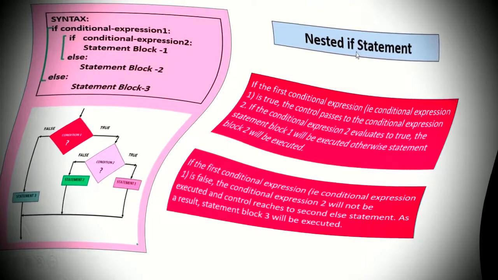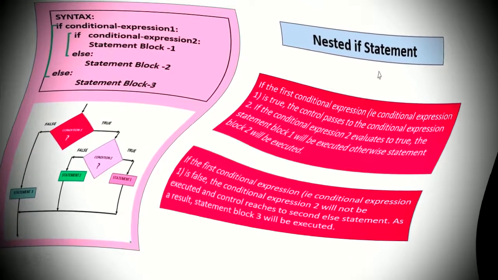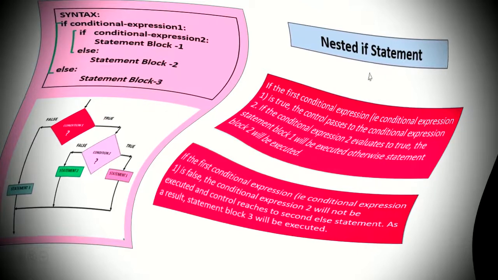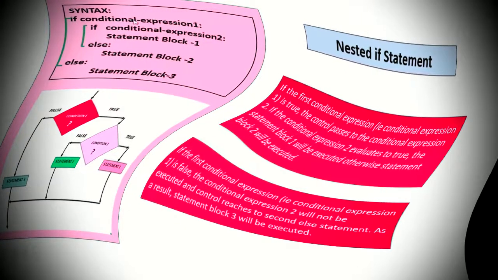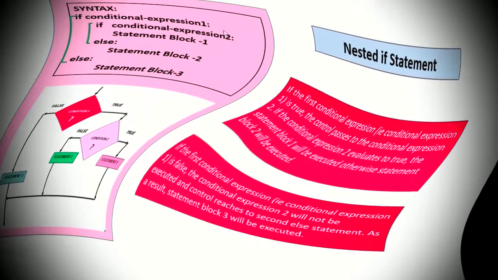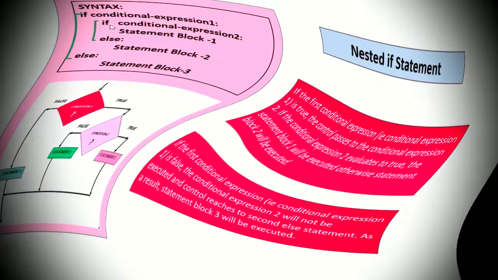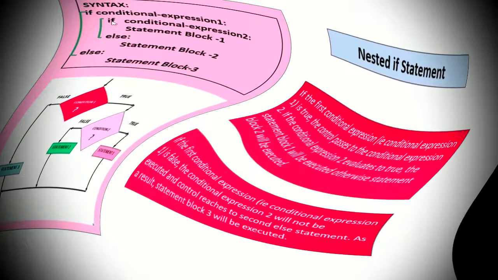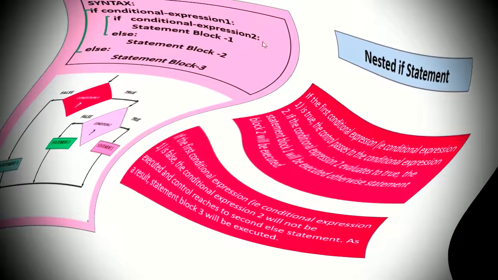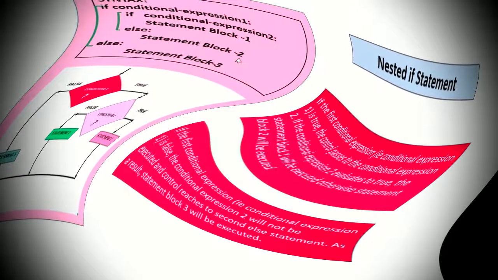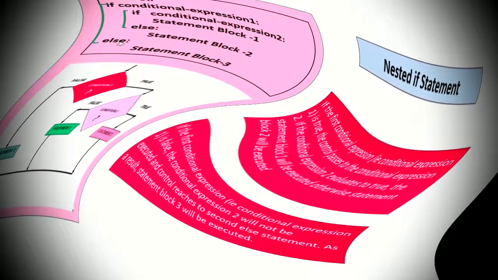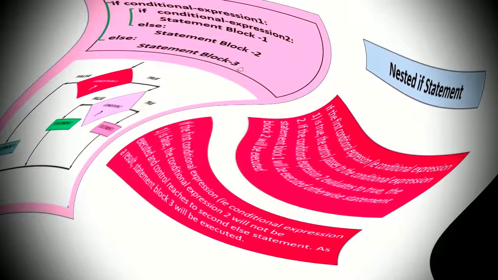Next is nested if statement. Nested if means writing one if within another if. So if you look at the syntax, we can see: if conditional expression 1 colon, if we are writing another if inside the first if, conditional expression 2 colon, statement block 1, else colon, statement block 2, else colon, statement block 3. So please match all. Every else is always matched to its nearest if.